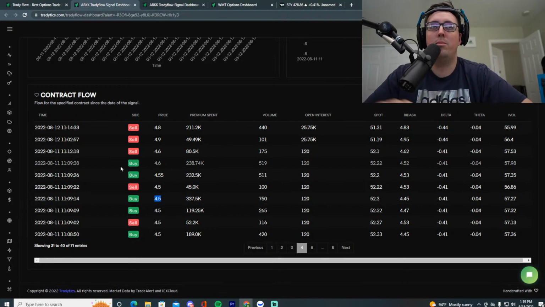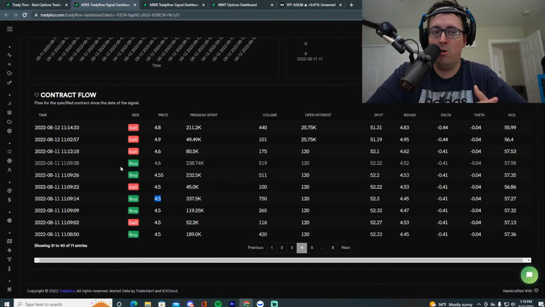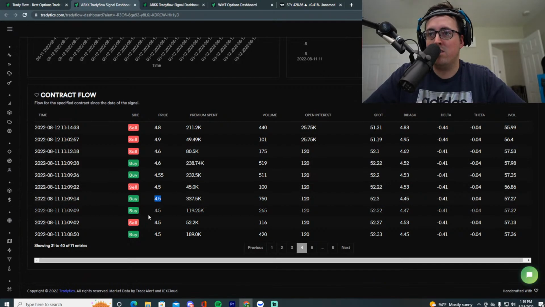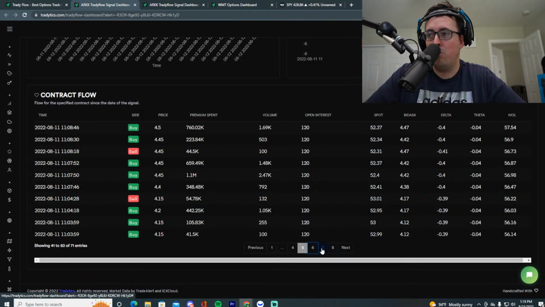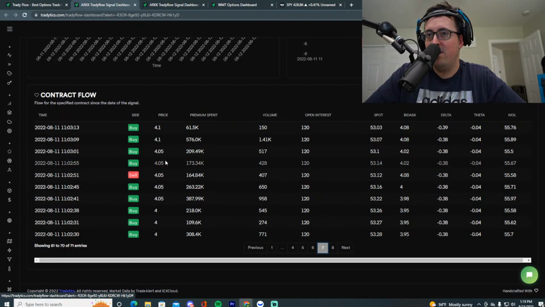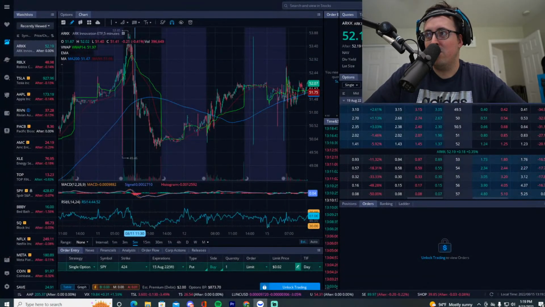So TradingFlow is a little bit different. It doesn't come out right when the flow hits, like when heavy flow comes in. It comes in when several orders come in, when a lot of influx comes in, and then it alerts. So you can see that when it alerted at 11:30, people were buying before that. So 4.2, 4.4. Let's see what those contracts ended up at.